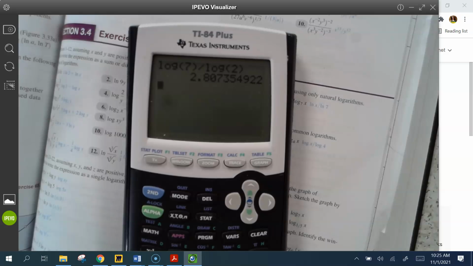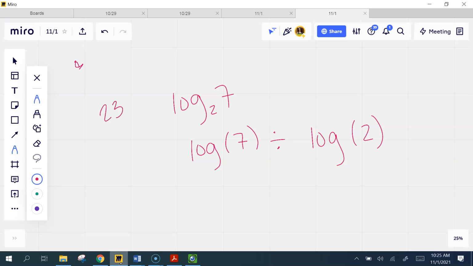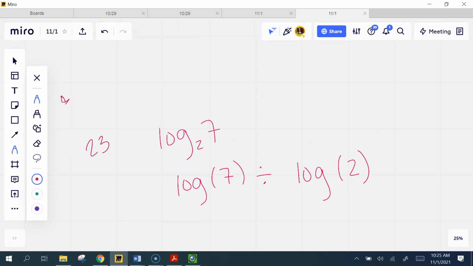The answer is 2.8. That is log base 2 of 7. So for the log base 2 of 7, you do the log of this number divided by the log of this number. That's the change of base.